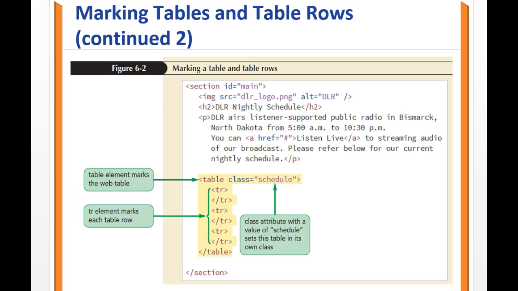Let's say, for example, you want to create a table that will show a schedule. In this example, we have a table that is going to be the schedule. In there, of course, you have your opening table tag, and then you have the TR element for each table row that you will have. And of course you have to close your table.